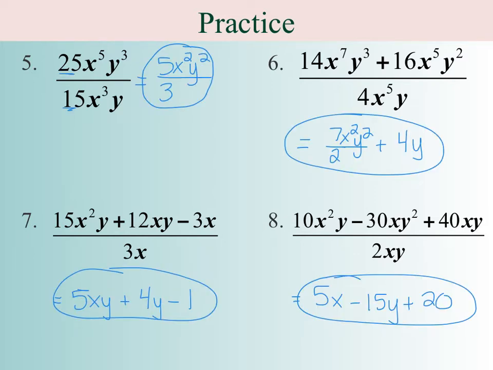So number 5, you should have just been able to reduce 25/15 to get 5/3, and then x squared, y squared. Number 6, 14 over 4 reduces to 7/2 with x squared, y squared on top, plus 4y for the second part. Number 7, you end up with 5xy plus 4y minus 1. And then number 8, you end up with 5x minus 15y plus 20.